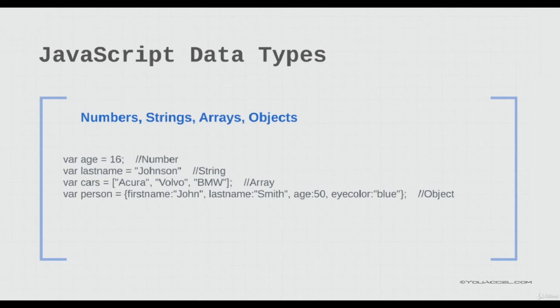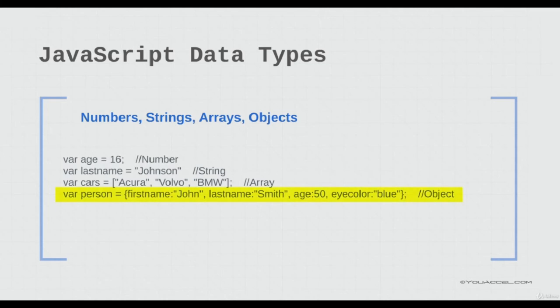JavaScript variables can hold many data types, including numbers, strings, arrays, and objects. On this slide, we can see that the first variable, age, contains a single numerical value, 16. The second variable, last name, stores a string, Johnson. The variable cars stores multiple strings. This is known as an array. We'll explore arrays in more detail later in this course.